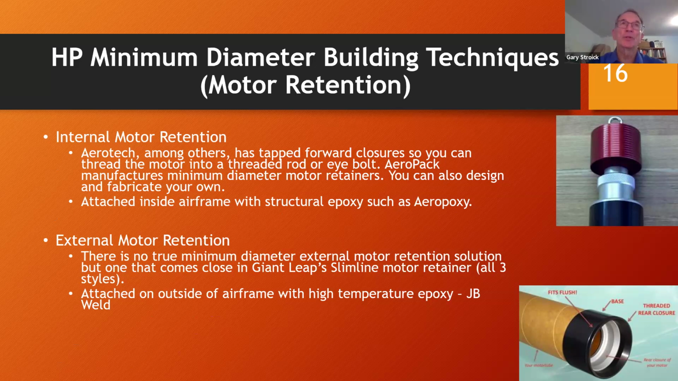With some of the motors, the cases themselves have forward closures that have a tapped, threaded hole in the top where you can put an eye bolt. But instead of putting an eye bolt into those tapped holes, you could have a threaded rod in those holes that is then attached to a component above the motor, held in the airframe, so it's actually going to hold the motor in. So when you put the motor in, you would just screw it into that threaded rod.